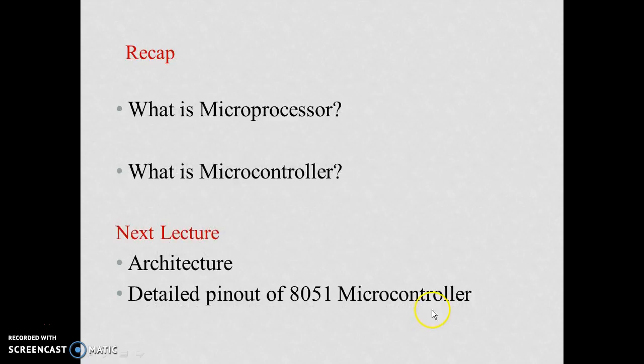Now recap what we have learned today: what is a microprocessor and what is a microcontroller. Next time we will see the architecture of the 8051 and a detailed plan of the 8051 microcontroller.